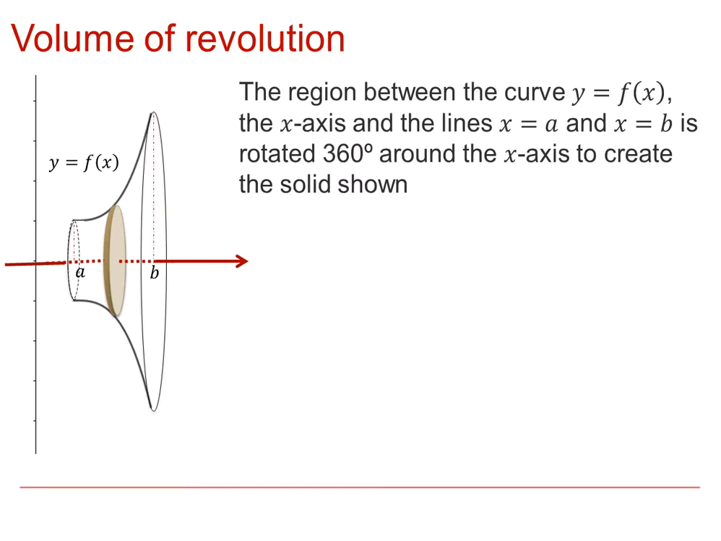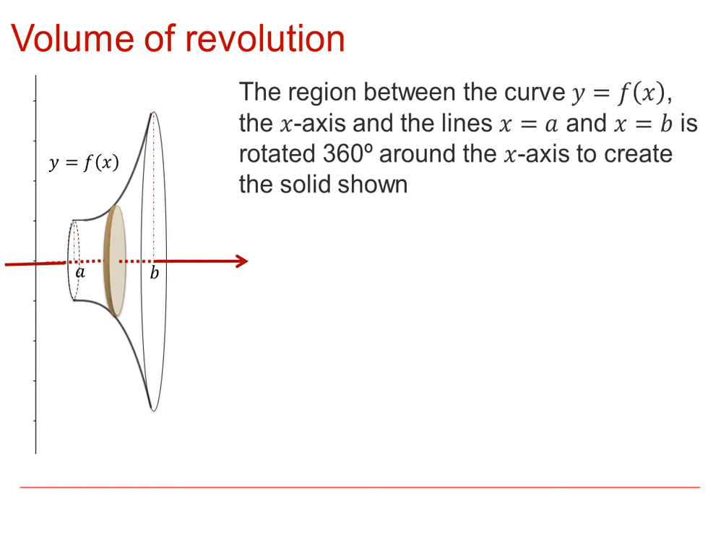So the region between the curve y equals f of x, the x-axis, and the lines x equals a and x equals b is rotated 360 degrees around the x-axis to create the solid shown. You can see that we will form cylindrical discs, which in effect are being summed to the limit by integration.